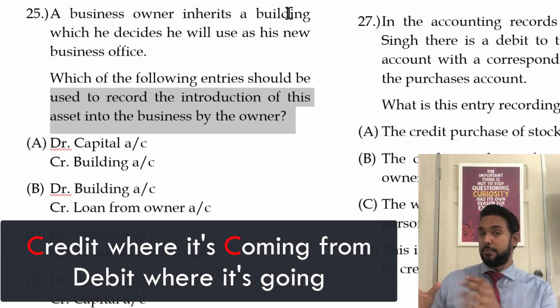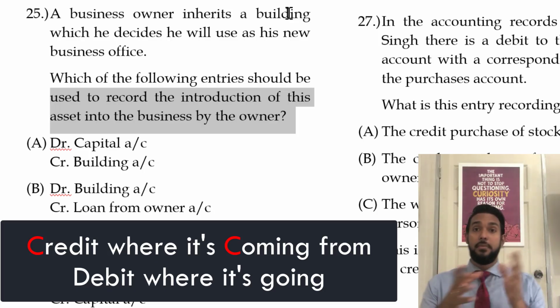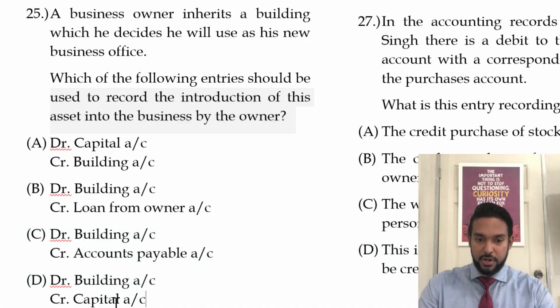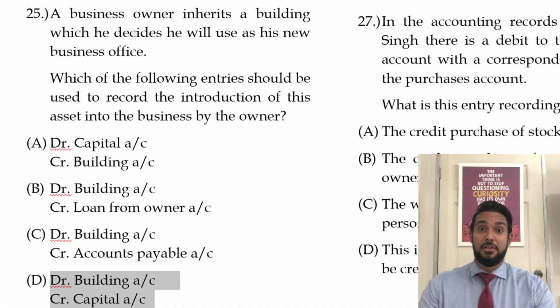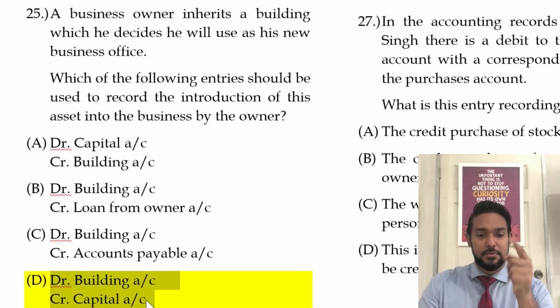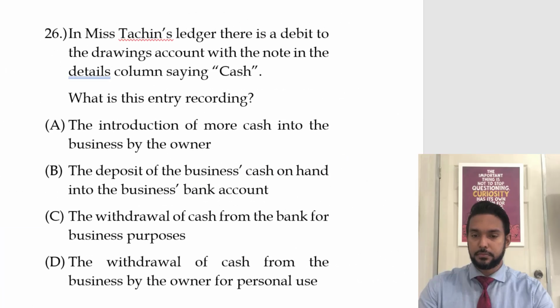So you credit where it's coming from. It's coming from capital. Where's it going? Well, the value is going to building. So you debit where it's going. Credit where it's coming from, debit where it's going. So we're going to credit capital. So there's only one option here with the credit to capital. We didn't even have to read the rest of them. But always be safe. Credit capital, debit building, we're good to go. All right, let's take a look at question 26, shall we?